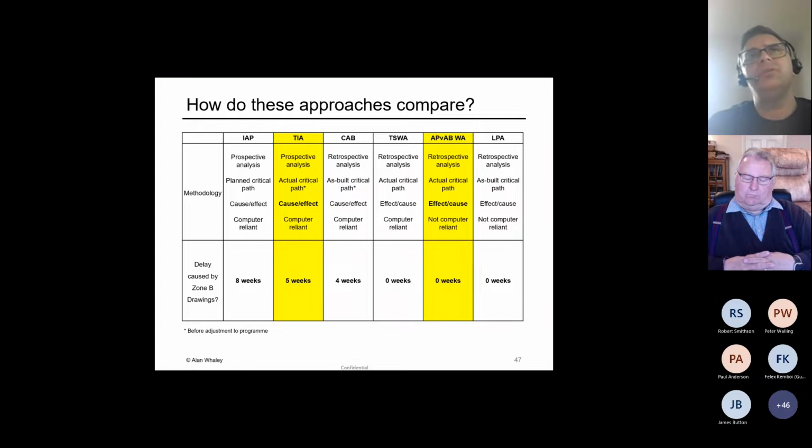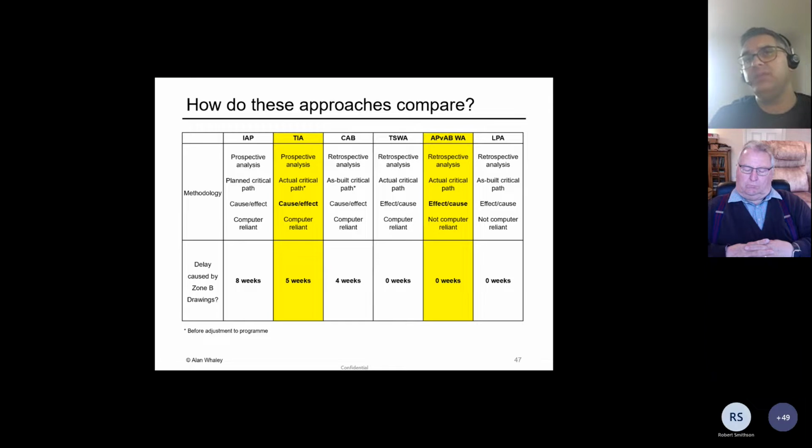By contrast, the retrospective analyses, the effect and cause approaches, the ones that look at the actual critical path and don't tend to be computer reliant, tend to show arguably a more accurate account of delay. And in this case, we can see that probably the prospective approach is not suitable. It shows delay where none in fact existed due to the contractor's valid mitigation efforts.